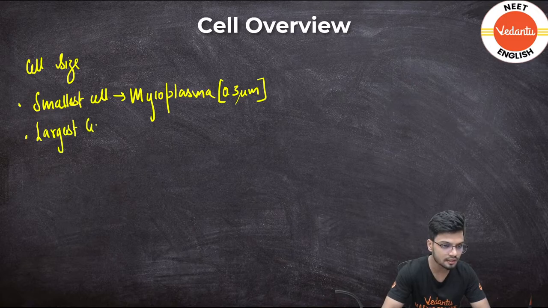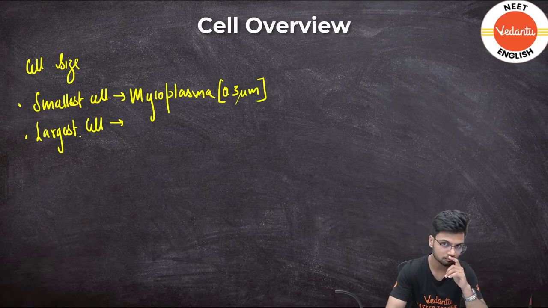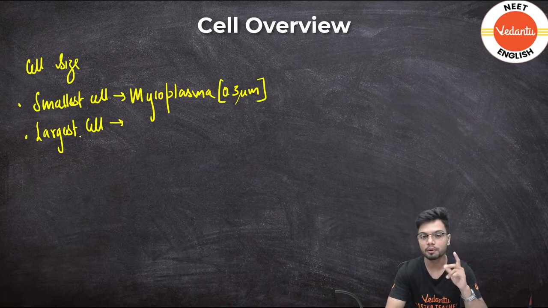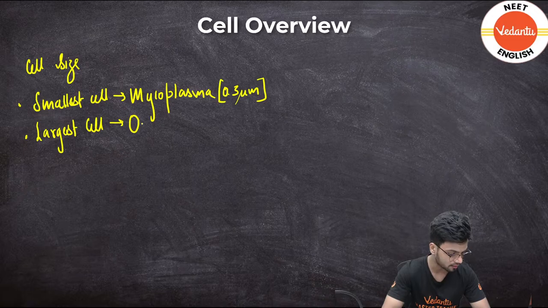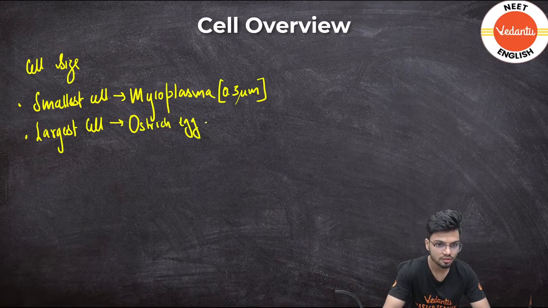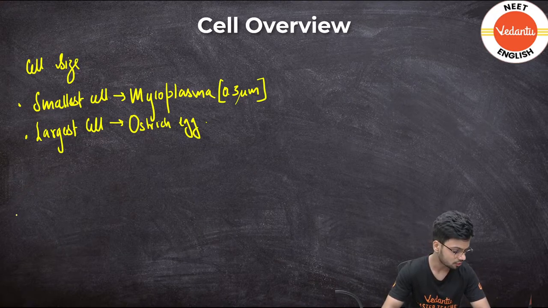Now, what about the largest cell? The largest cell in the world is nothing but a gamete. Which gamete? It belongs to a bird. The bird I'm talking about here is the ostrich. The largest is the ostrich egg. Sorry, not a gamete, the egg here. That is the ostrich egg.